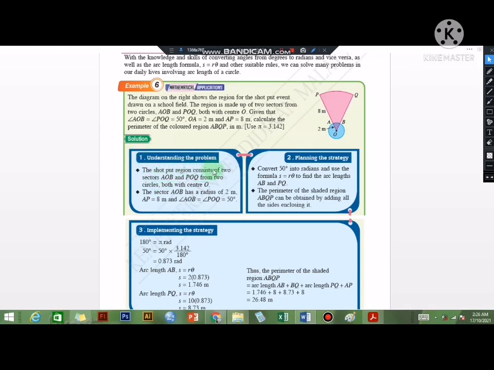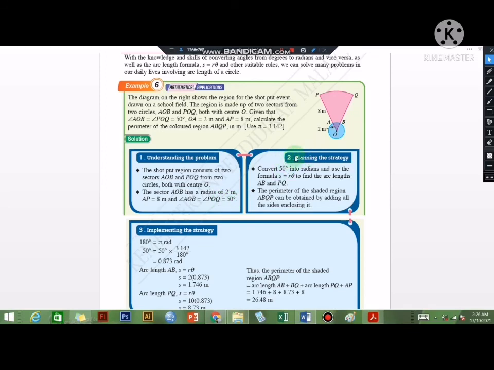The shaded region consists of two sectors, AOB and POQ, from two circles, both with center O. The sector AOB has a radius of 2 meters, and AP is 8 meters. The angle AOB and POQ are the same, which is 50 degrees. Now we know this angle is 50 degrees.